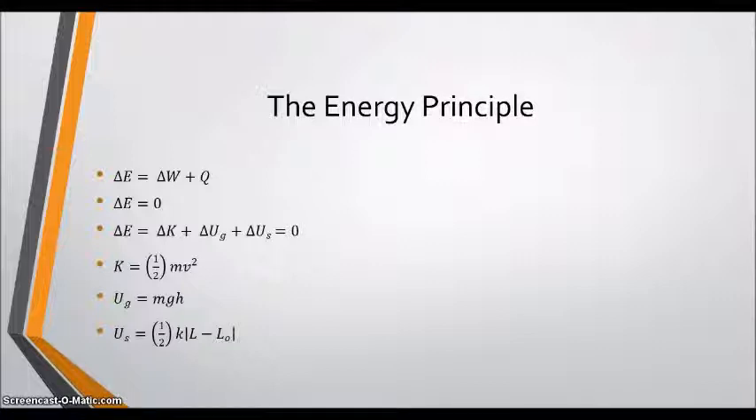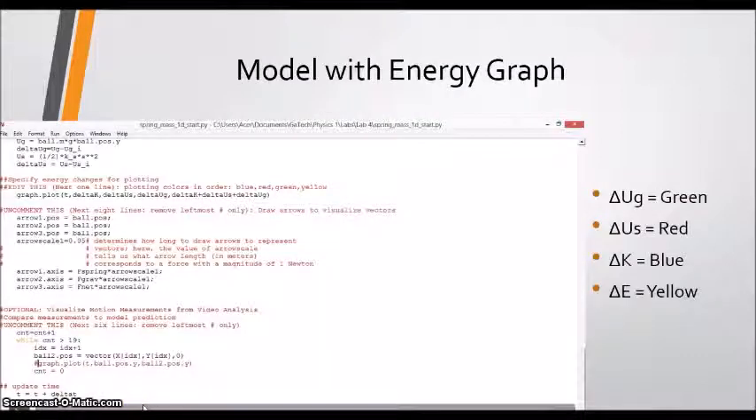The kinetic energy is equal to 1/2 the mass of the system times the velocity squared. The potential energy due to gravity is equal to the mass of the system times the gravitational constant for Earth times the height of the system. And the potential energy of the spring is equal to 1/2 K times (L minus L0) squared. All of the equations were entered into the VPython code, which gave us this model here.